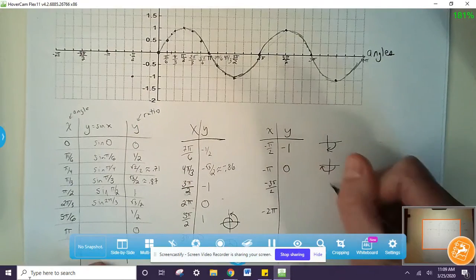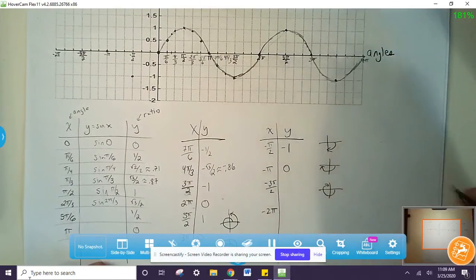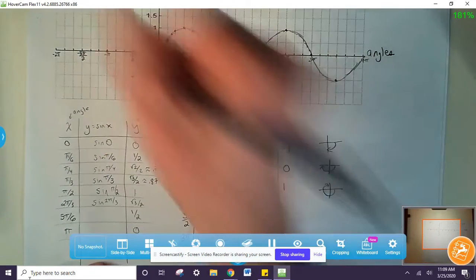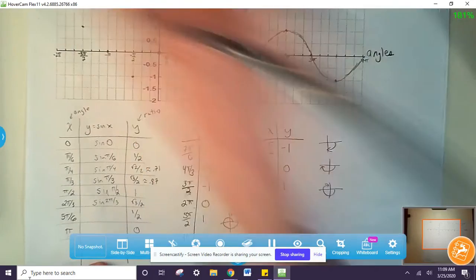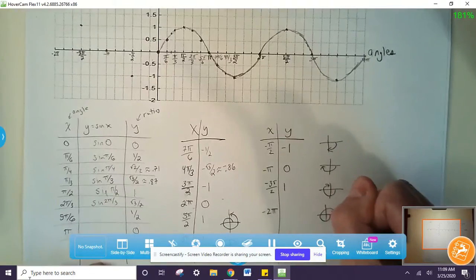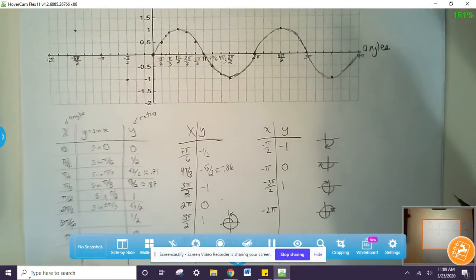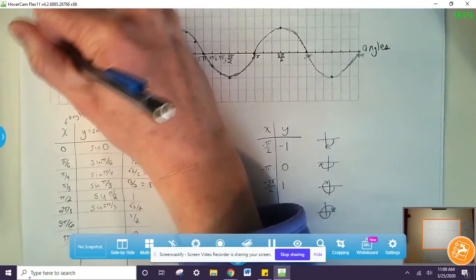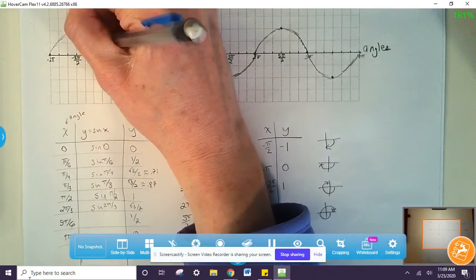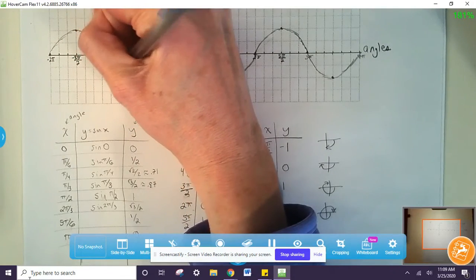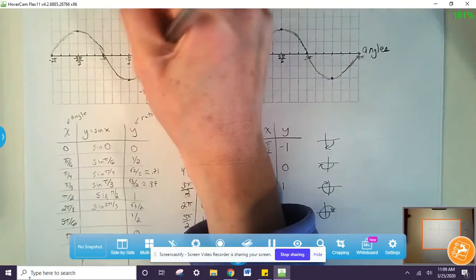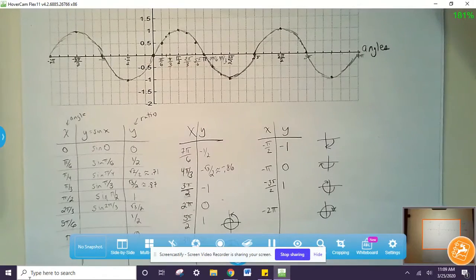For -3 pi over 2, we're going to be coterminal with 90 degrees or pi over 2, so my y-coordinate is 1. And then if we go to -2 pi, I'm back to 0 for that y-coordinate. And once again, I'm not going to connect these with straight segments. I'm going to make nice hills and valleys. And that's what our basic sine graph looks like.